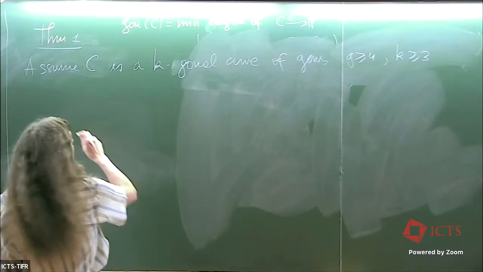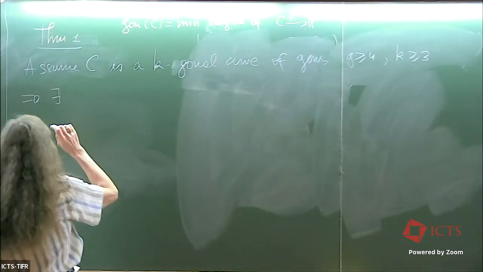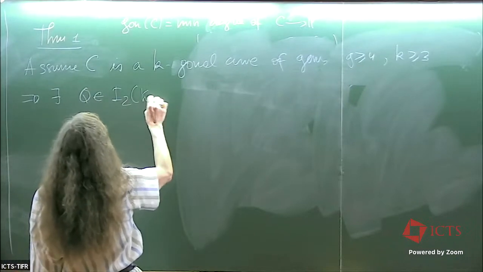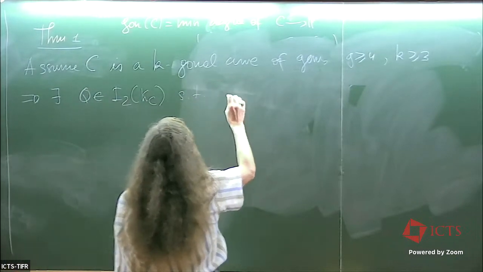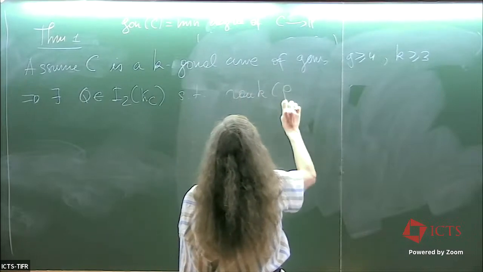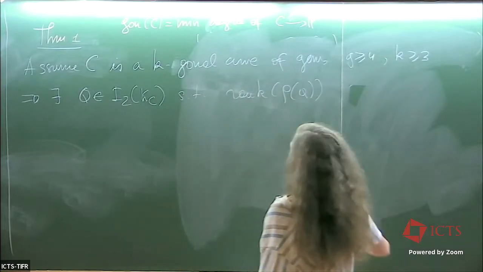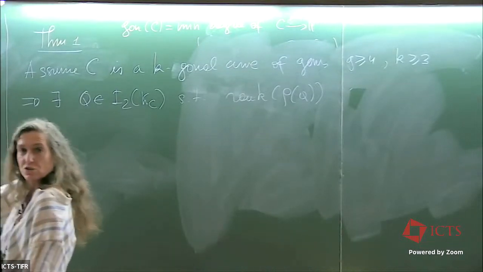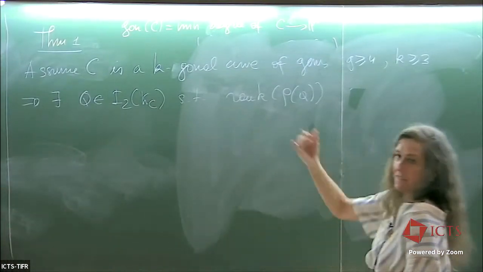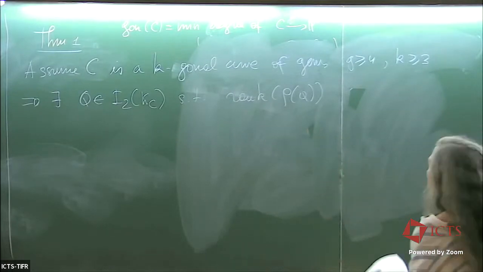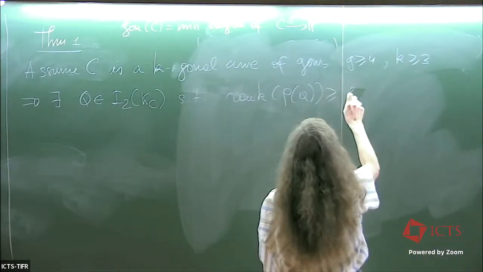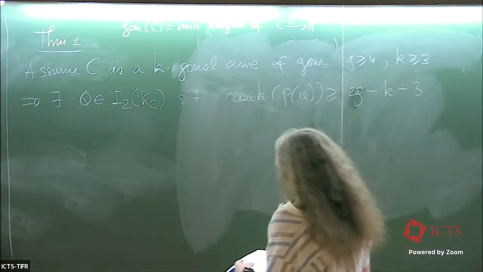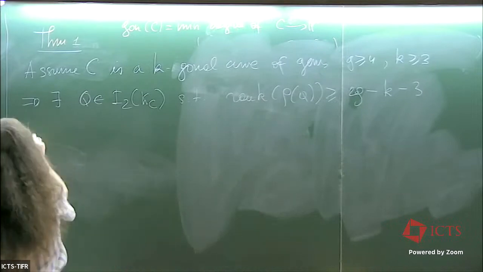Then there exists a quadric Q, an element in I2 of Kc, such that the rank of the quadric rho of Q, which belongs to S2 of H0 of 2Kc, so it's another vector space, is at least 2g minus k minus 3. Let me give a proof of this.